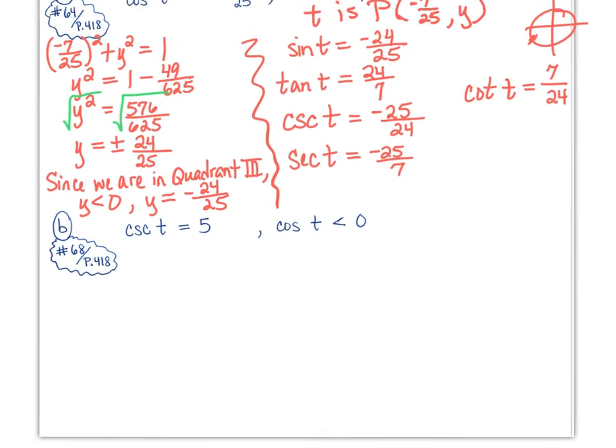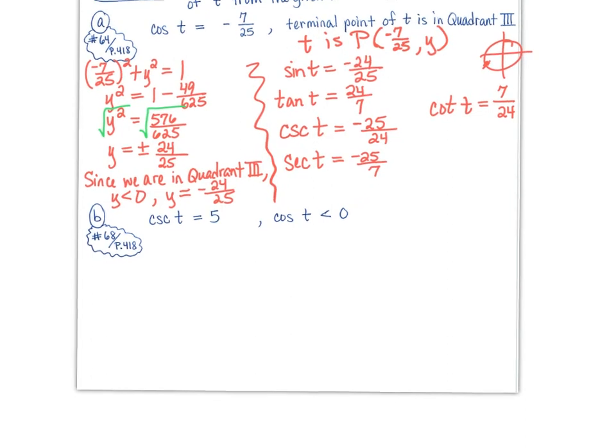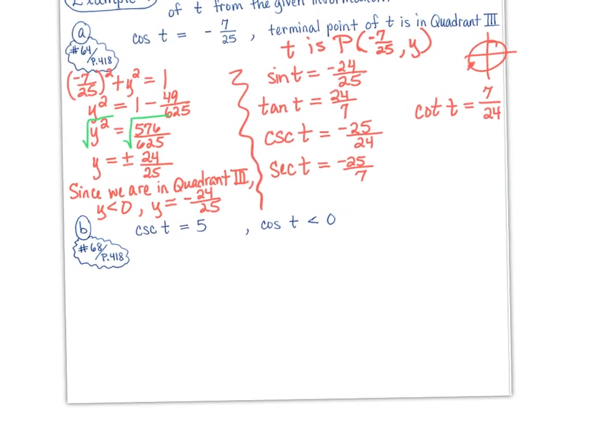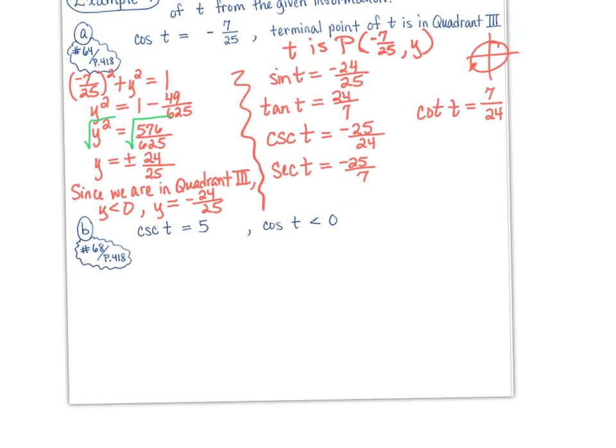Part B. Same idea, different problem. Here, I gave us the cosecant of t is equal to 5, and cosine of t is less than 0. Since the cosecant of t is equal to 5, and cosine of t is less than 0, we're in what quadrant? T is in what quadrant?